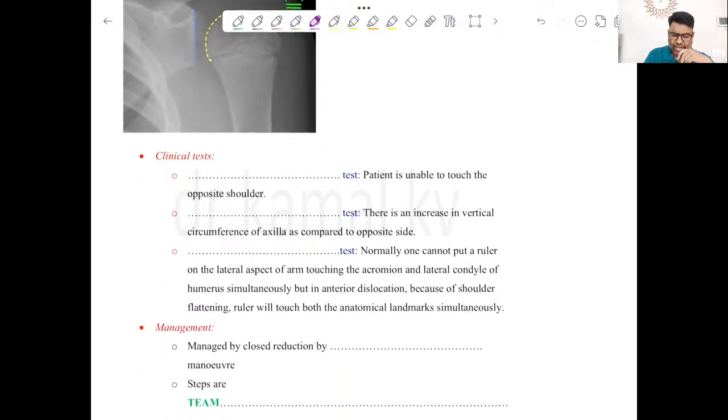Now there are certain clinical tests which we do for, yes, Shanawaz bhai, absolutely right. So electrical bulb or light bulb sign.